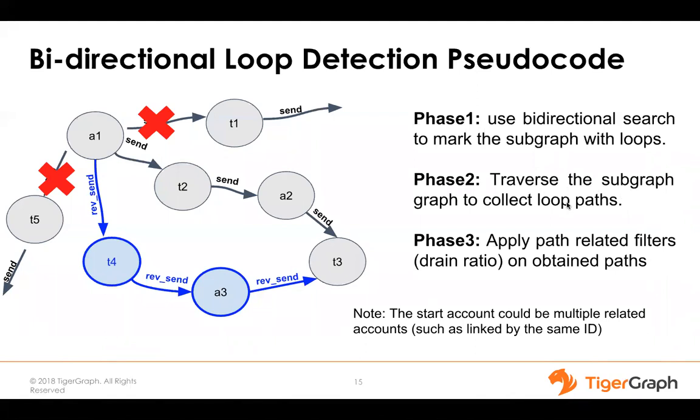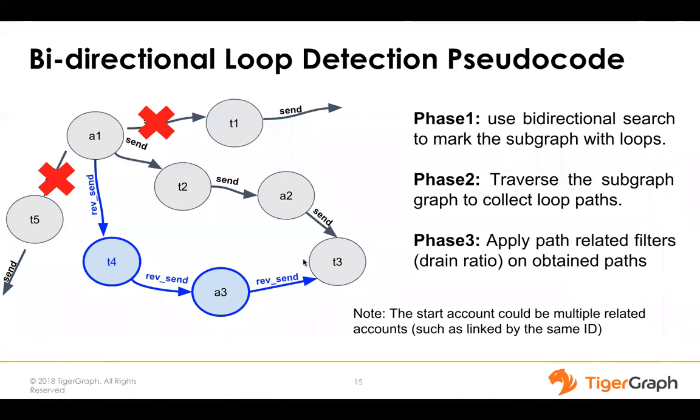Then we can apply some path-related filters in phase 3, like the drain ratio. The drain ratio is the money difference of the loop divided by the maximum money. Those filters are path related, applied to each path, so it's easier to implement this type of path filter after we get all the loops. We filter out the invalid paths, and the result is the paths we return. So that's our three-phase algorithm to solve loop detection.